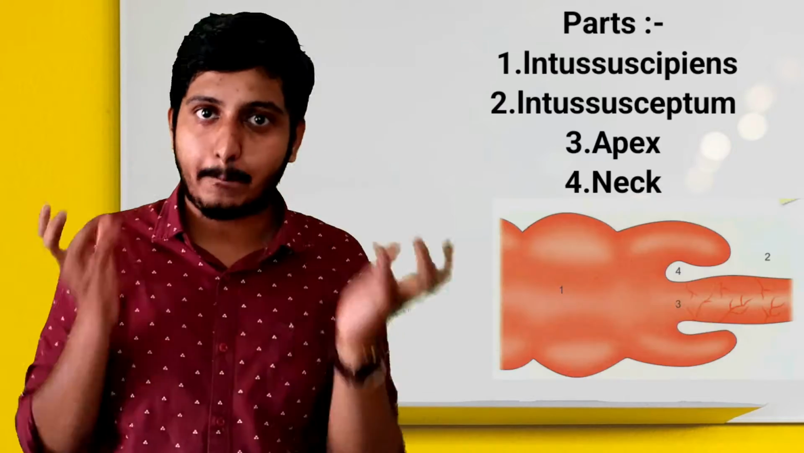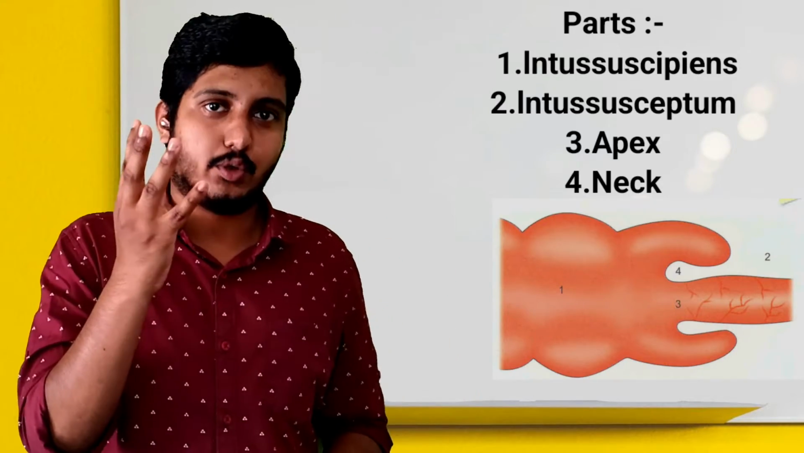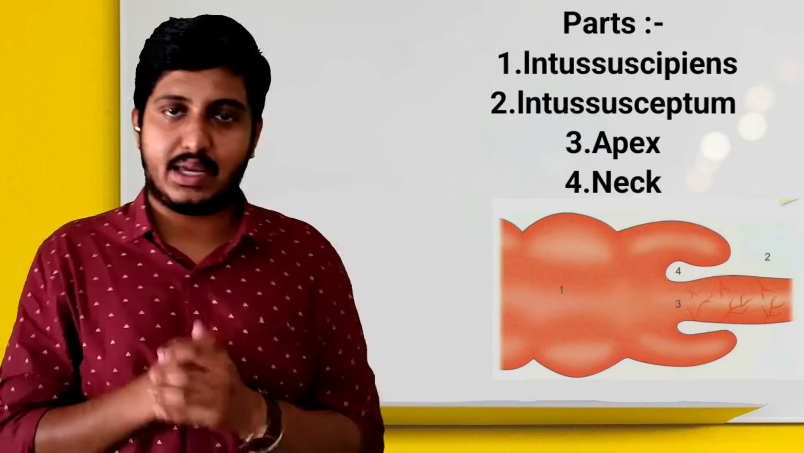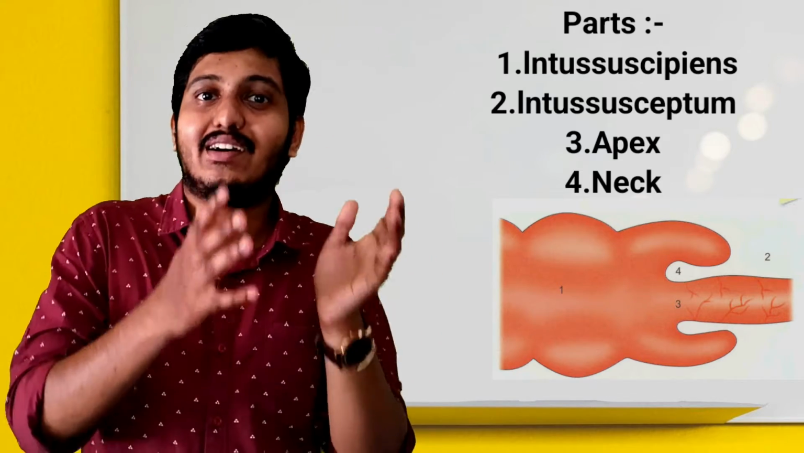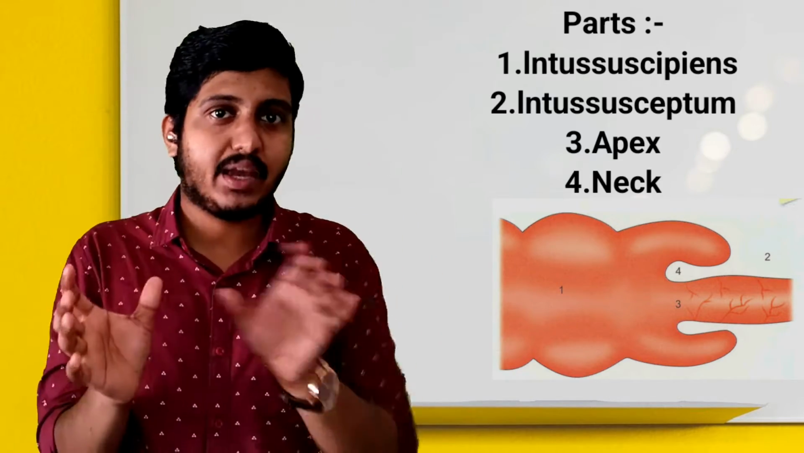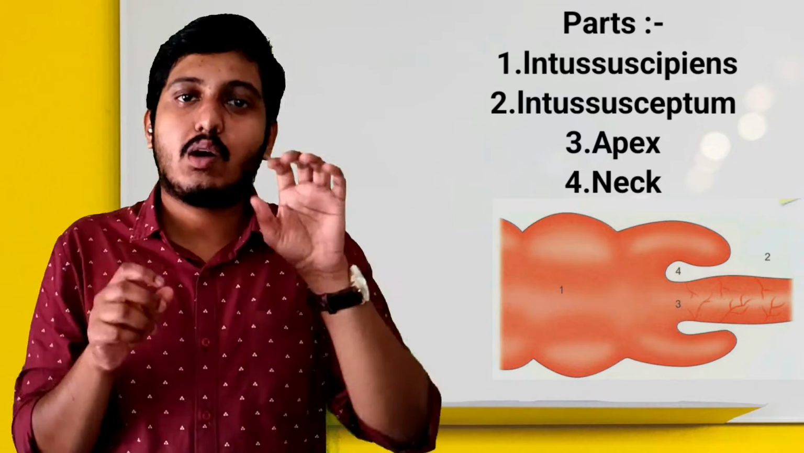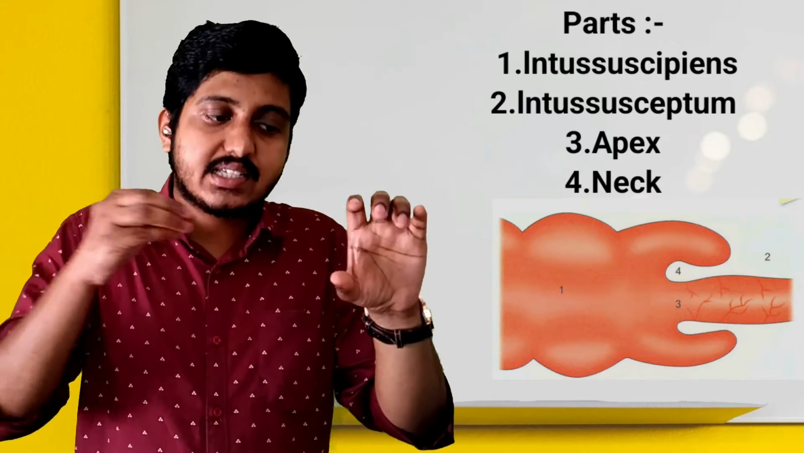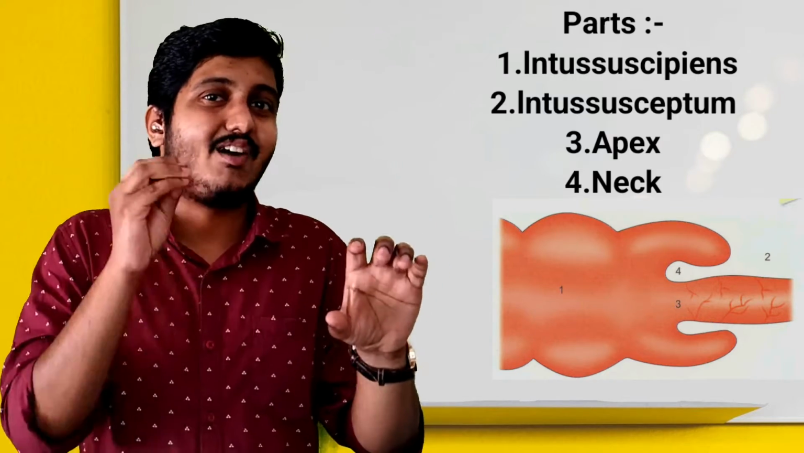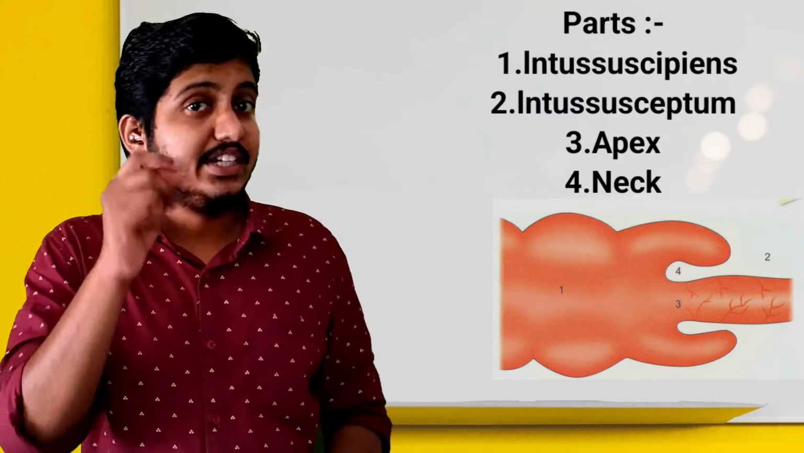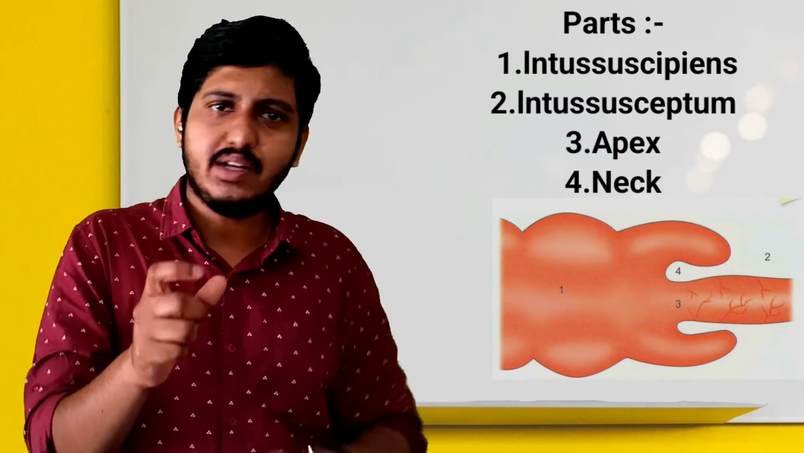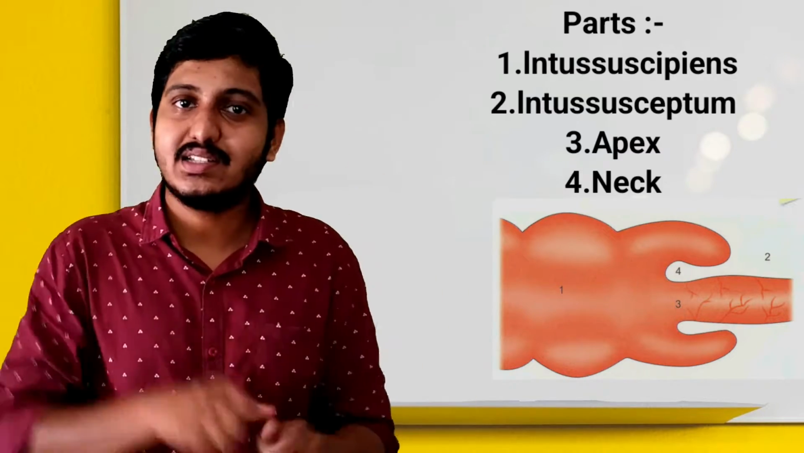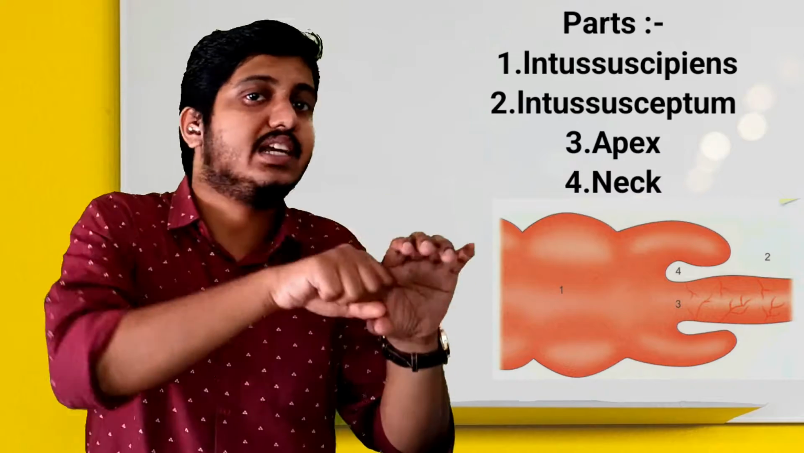Now let's come to the various parts of intussusception. We have four names to know. The first one is the intussuscipiens. You can relate it to the word recipient. The distal segment of the bowel, which is receiving the proximal segment, is called the intussuscipiens. Now, intussusceptum is exactly opposite to the intussuscipiens, that is, the proximal bowel, which is entering into the intussuscipiens.